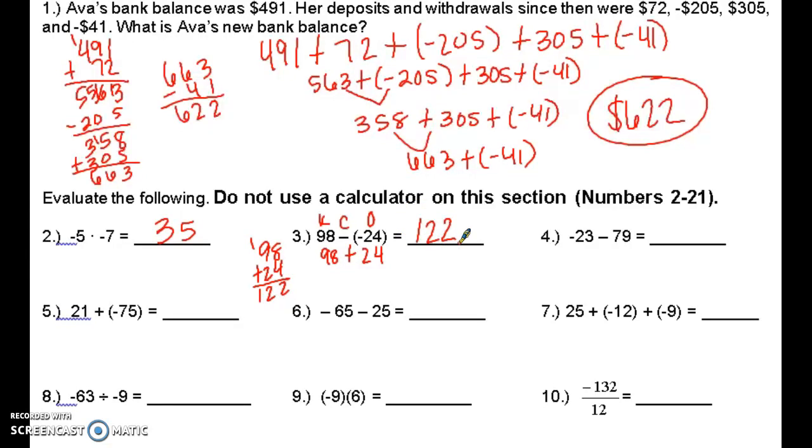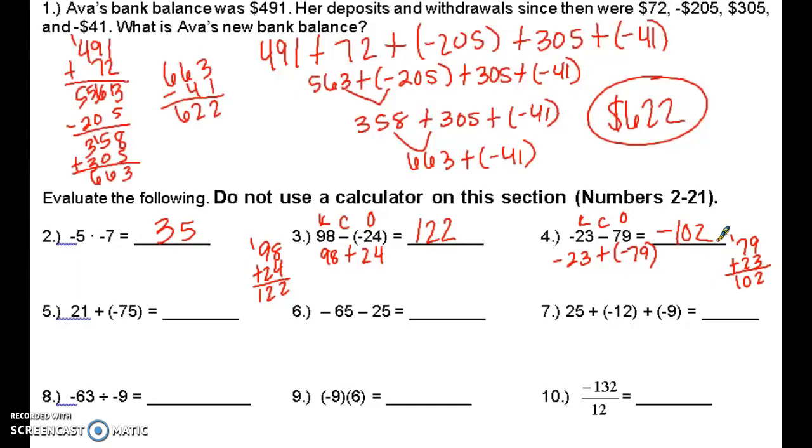Number 4, I'm subtracting, so I have to use additive inverse. Keep your first number, change subtraction to addition, take the opposite of the second number. My signs are the same, so I add them. 9 plus 3 is 12. 7 plus 3 is 10. And they're both negative, so my answer is negative. -102.